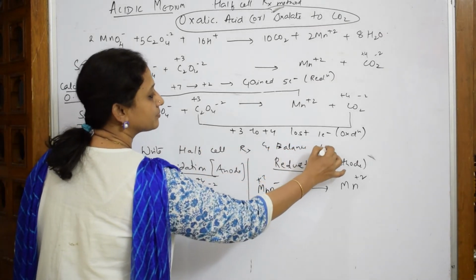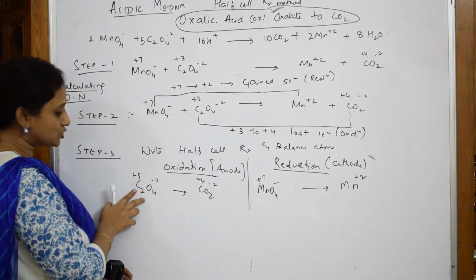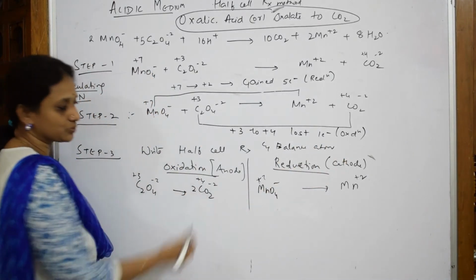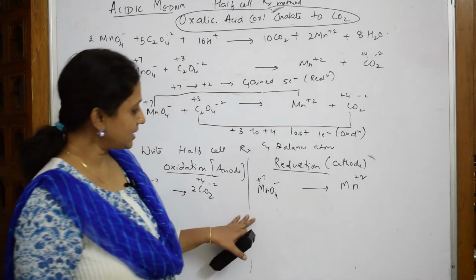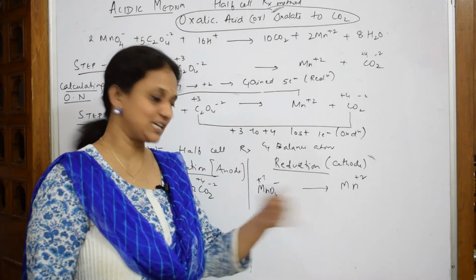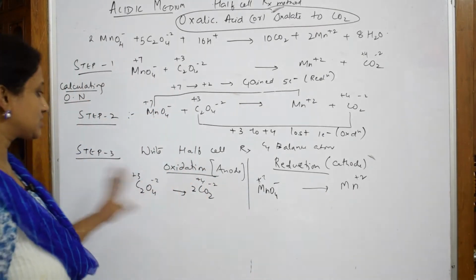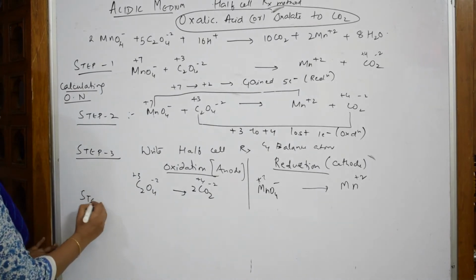Balance atoms. Now here carbon is 2, here it is only 1. So try to make it 2. Done. Let's come back and see. Manganese is 1, manganese is 1. Oxygen, I'll balance it in later stages. Done. This is also done. After that, let us come back to step 4.